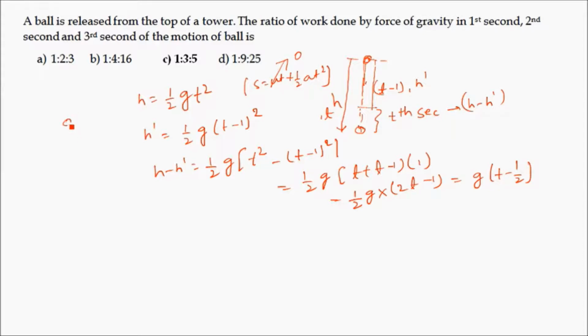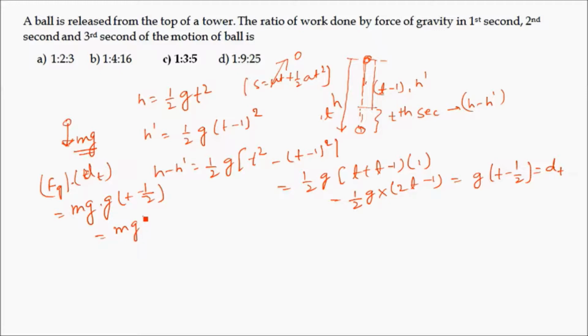Now if you consider the figure, the gravitational force mg works on the ball, and the work done by the force of gravity will be the force of gravity into the displacement, which we term d_t, that is the distance traveled in time t. So it is mg into d_t, and it is equal to mg into g (t minus 1 by 2). So it's equal to m g square (t minus 1 by 2). So clearly, this is the work done in the t-th second.